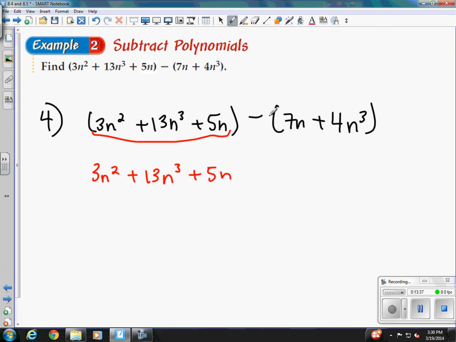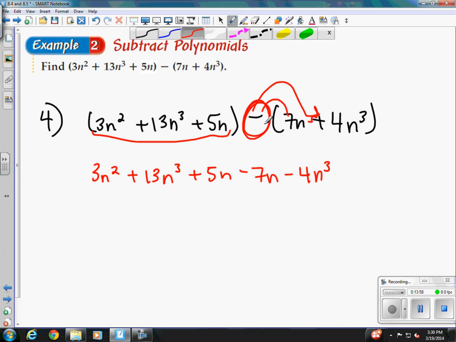Now a minus symbol is different from a plus symbol, because a minus actually changes everything. So I distribute it in, say that positive 7n is going to become a minus 7n. And that plus 4n to the third becomes a minus 4n to the third. Now that we've changed everybody's sign because of the minus, we look for like terms.